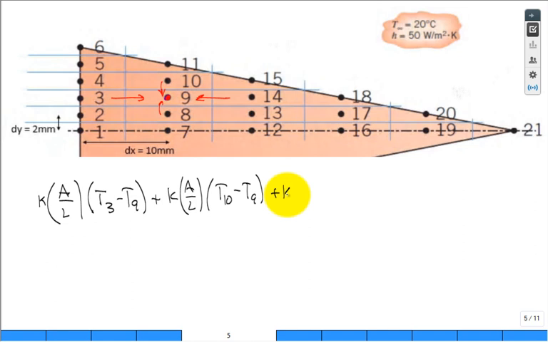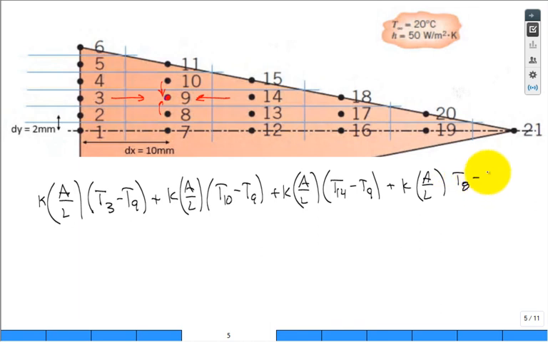Plus K, A over L, from 14 into 9. And then the K, A over L, the temperature at node 8 minus temperature at node 9. The sum of those rates of heat transfer into the control volume for node 9 must equal to 0 at steady state. That's our energy balance equation. The hard part is what are those area to length ratios.